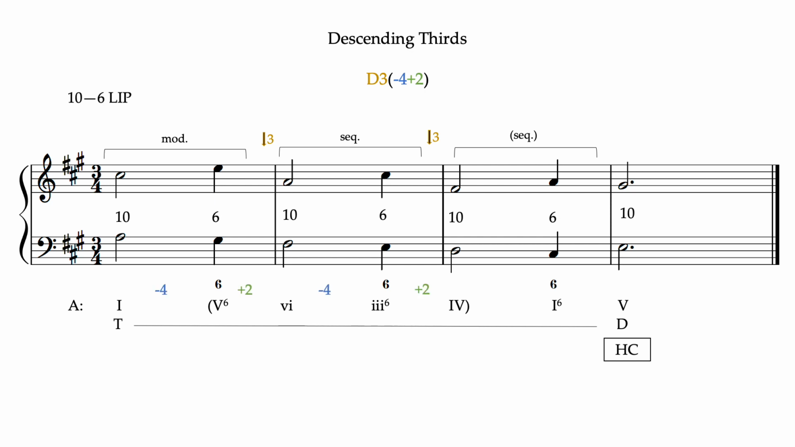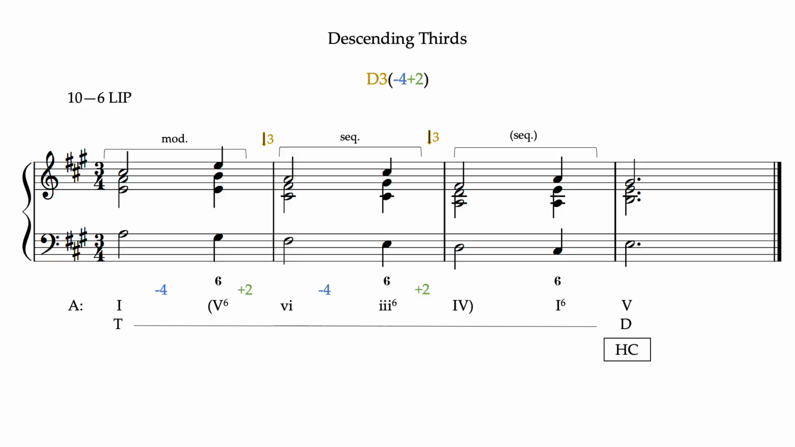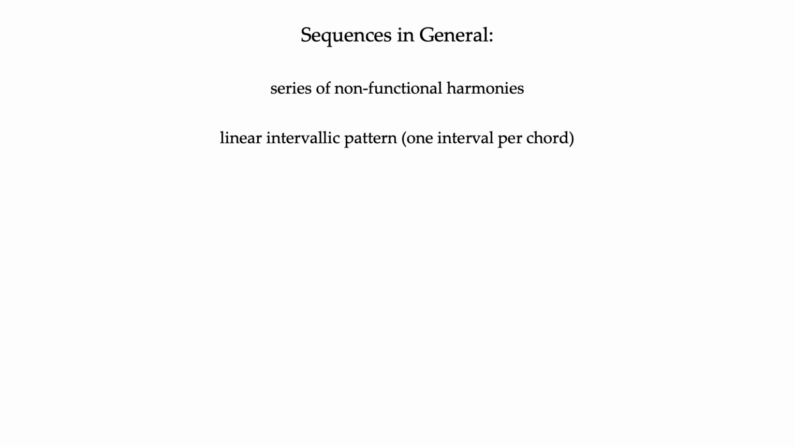So we can see the chord progression is still doing the same exact things we saw before, same exact harmonies. We don't expect too much variance there if we started on tonic anyways and initiate with that sequence type, but that's what we get. And you can imagine that if we had an outer voice schema like that. So sequences in general, just a reminder to us, are a series of non-functional harmonies, and they contain an LIP, one interval per chord that defines it as a linear intervallic pattern.